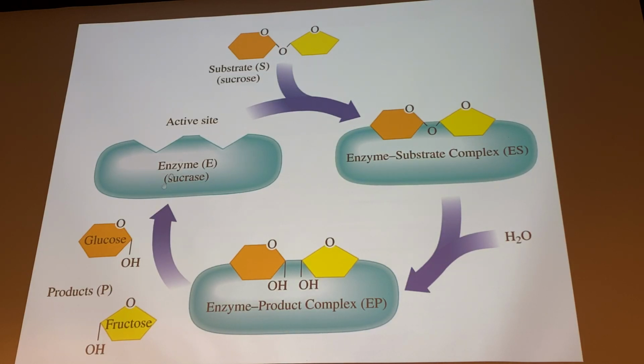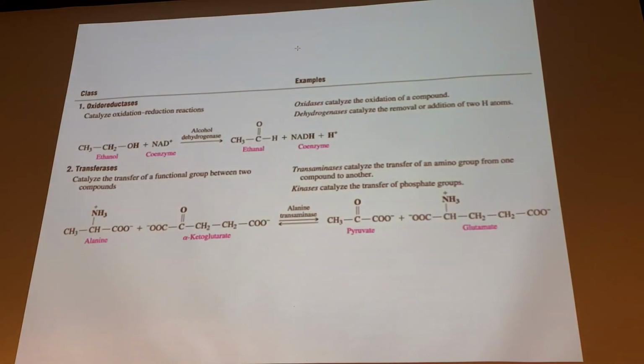Here's sucrose going to glucose and fructose. This is a hydrolase enzyme using water to break this linkage here, the ether bond, which is an acetal, between the two sugars, and adding water to break it. That's the hydrolase family of enzymes. It's called sucrase. Sucrase lyses sucrose, which is a disaccharide. We'll learn that later. There are 6 classes of enzymes.